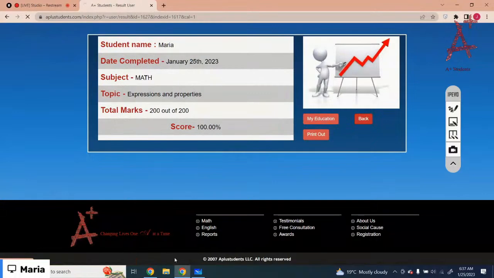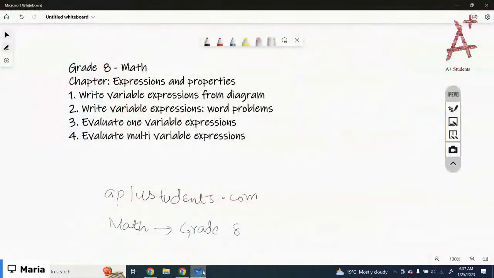So here is the list of the lessons we have done today. We are working on grade 8 maths. The chapter is expressions and properties. And the lessons we have covered today are write variable expressions from diagrams, write variable expressions word problems, evaluate one variable expressions, and evaluate multivariable expressions.